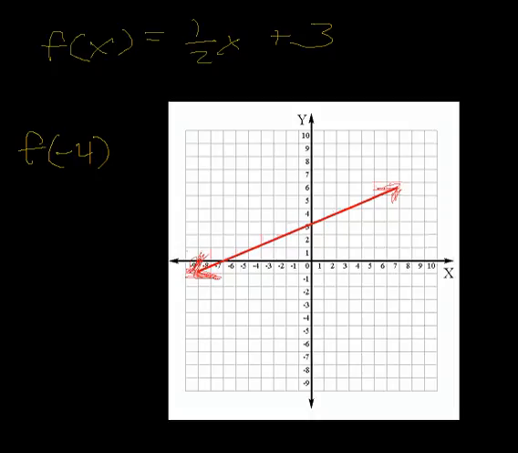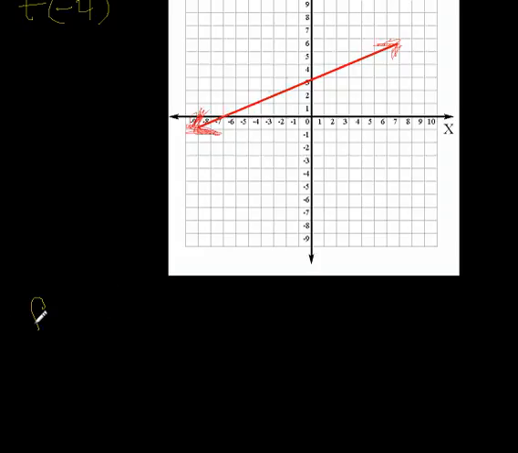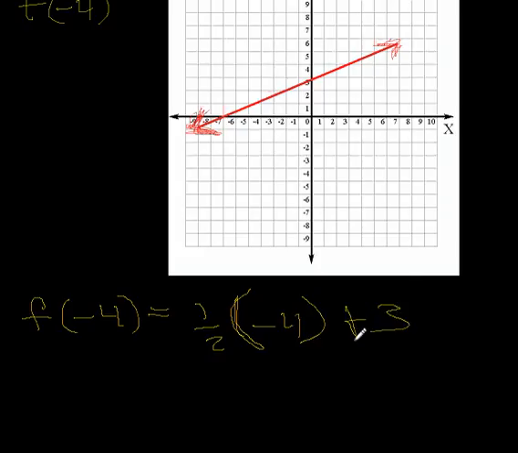So that's what we're going to solve, and I'm going to scroll down the screen just so we have more room. F of negative 4 equals half of negative 4 plus 3. Well, half of negative 4 is negative 2, plus 3. Negative 2 plus 3 is equal to positive 1. So if I count back negative 1, negative 2, negative 3, negative 4, hey, y is positive 1. So f of negative 4 equals 1.